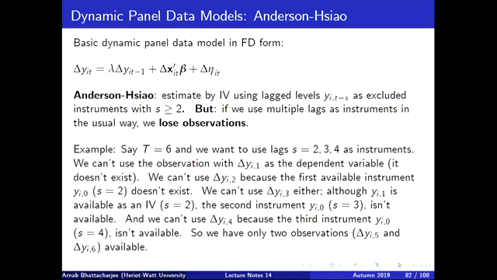So let us take an example and see what happens. Suppose we have T equal to 6. Okay, that's reasonable, right? In many household surveys, you will have between 5 and 8 rounds. So T equal to 6 is reasonable.